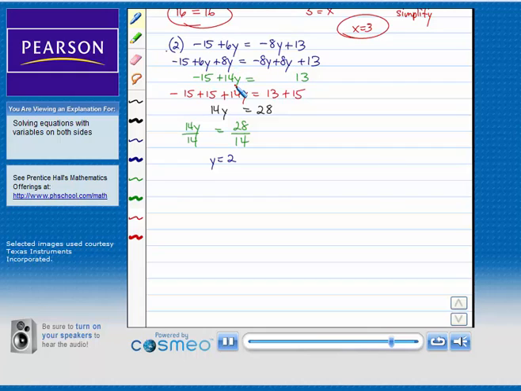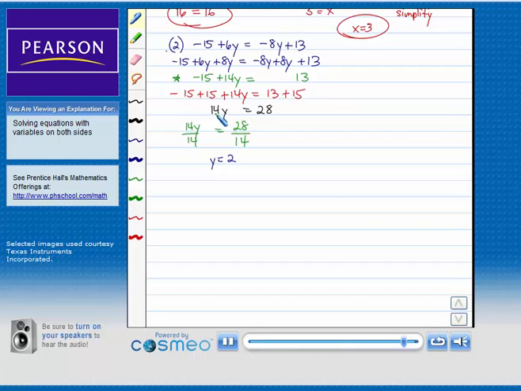6y plus 8y is 14y. Negative 8y plus 8y is 0, so that leaves me with the equation negative 15 plus 14y is equal to 13. And now I can solve it like any other two-step equation. I want to isolate the variable, so I'm going to need to eliminate the negative 15. So I'm going to add 15 to each side. And then I can simplify that. Negative 15 plus 15 is 0, of course, so that leaves me with 14y. 13 plus 15 is 28.